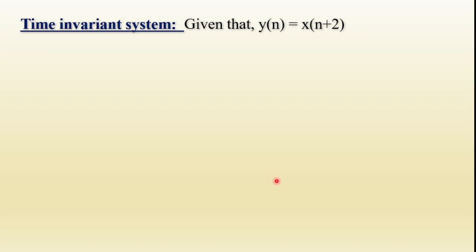Next, check if it is time variant or time invariant. The given system is y of n is equal to x of n plus 2. So here we can determine the time invariant system. There are two steps, and step 1 is input to the system. Now here, what is the input to the system? x of n plus 2 is the input to the system.